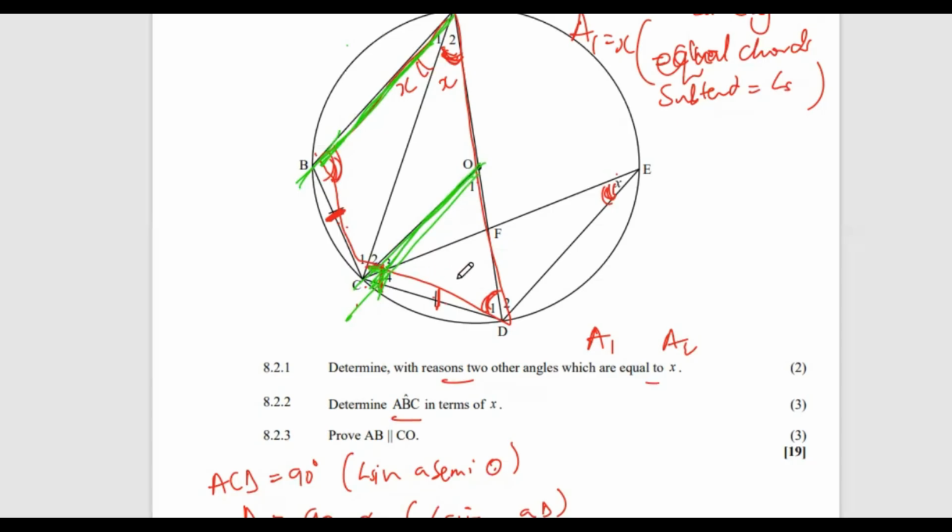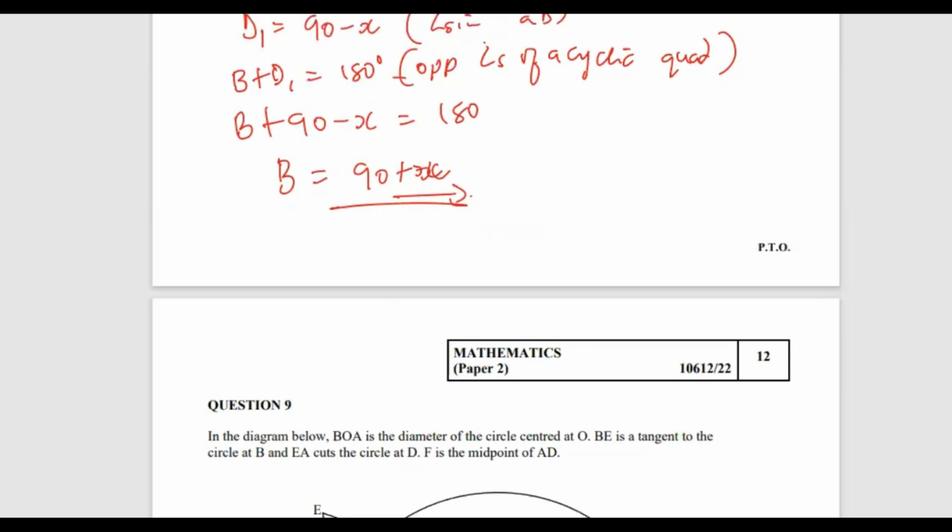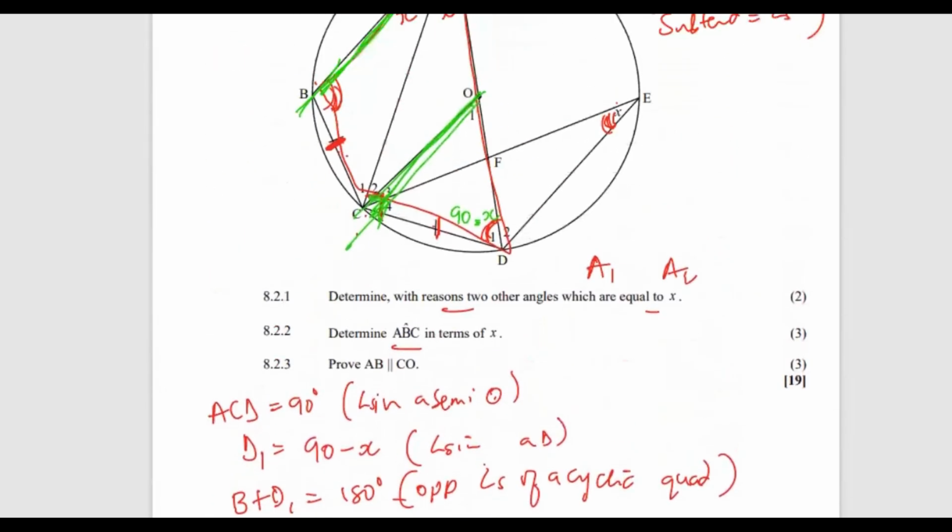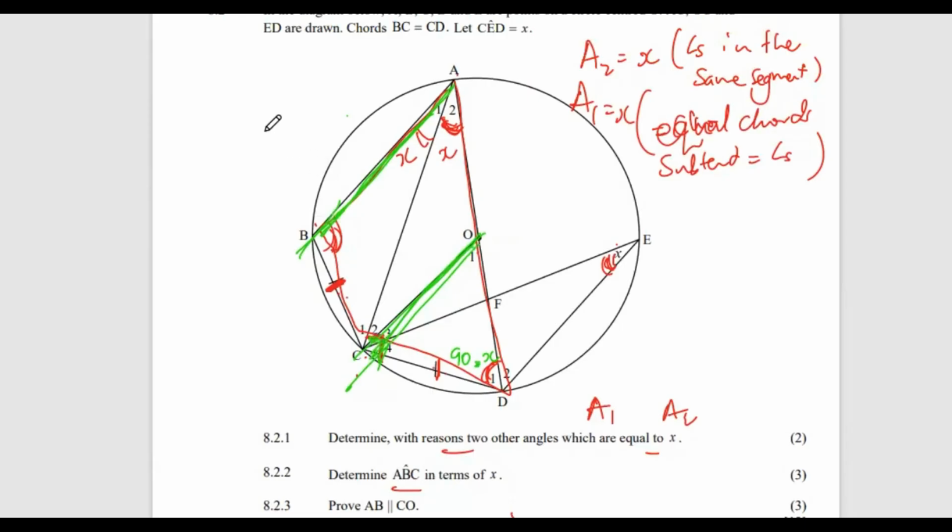So if we got this as a 90 minus X, which means C3 and 4 will also be 90 minus X. Let me just write it somewhere here. We're saying C3 plus C4 will be 90 minus X. Reason: angles opposite equal sides. Why are we saying that? We know that OC is the same as OD because both of them are radii.